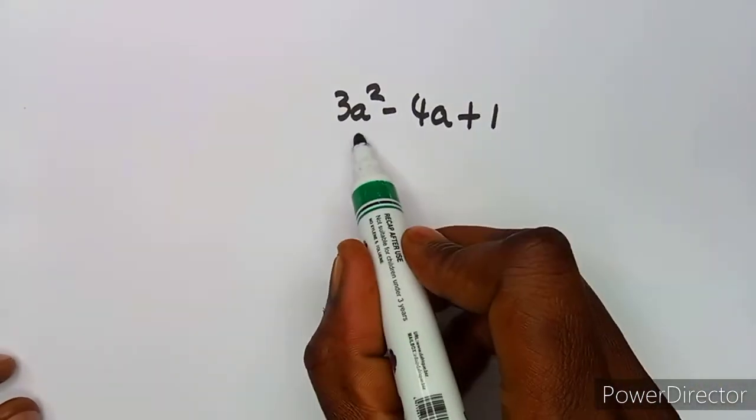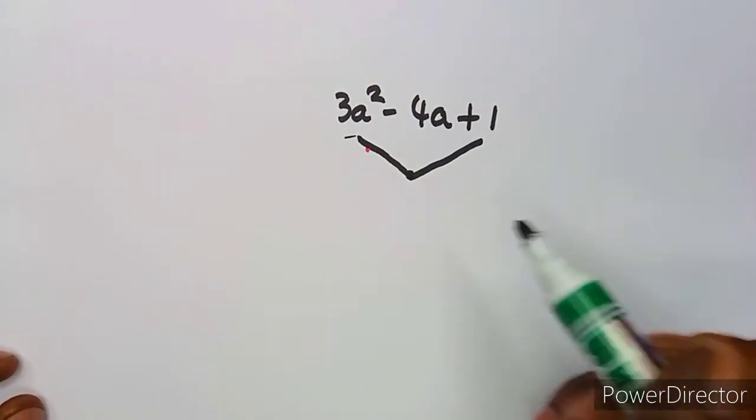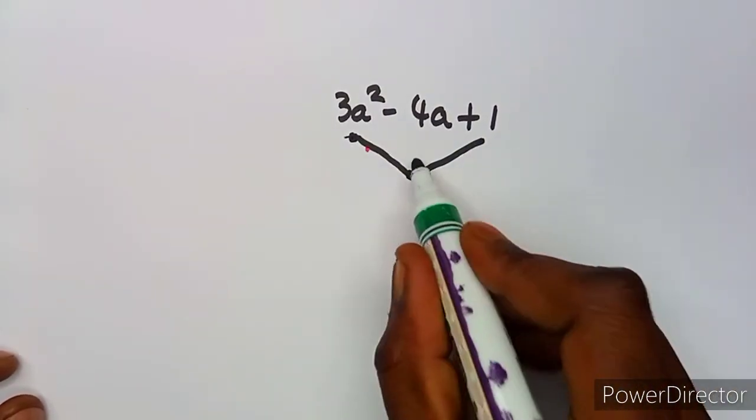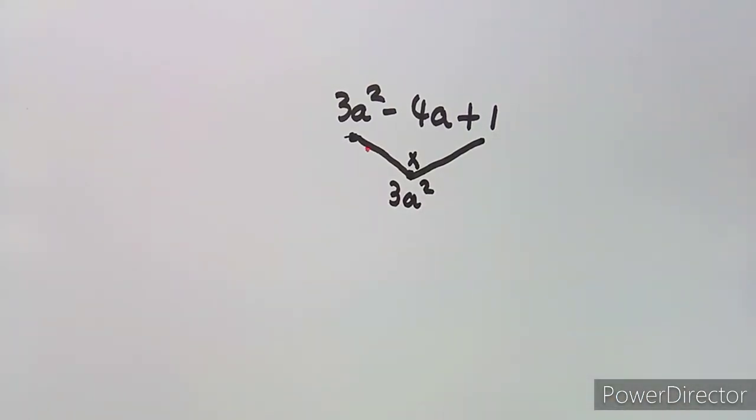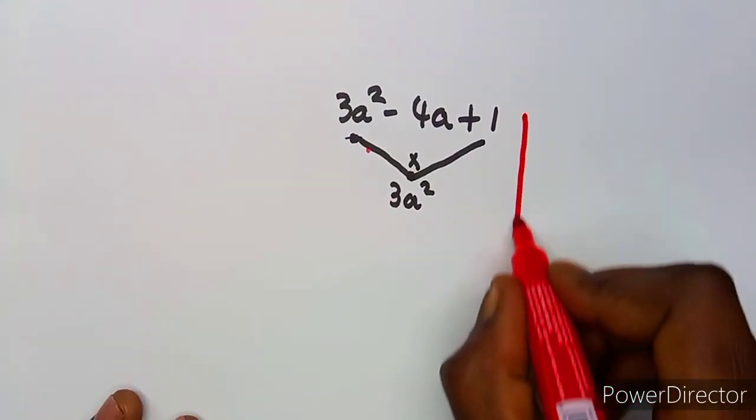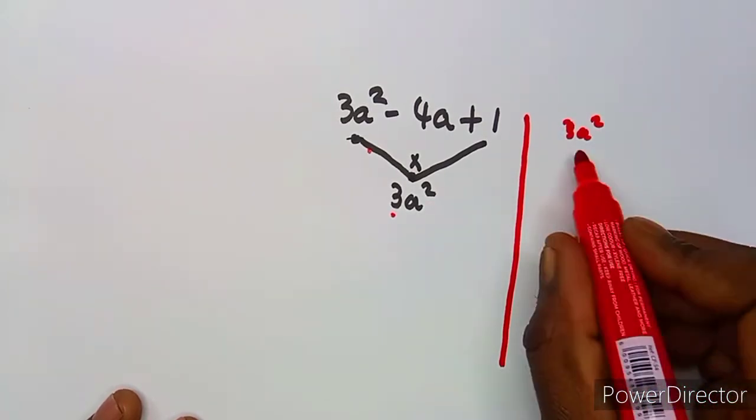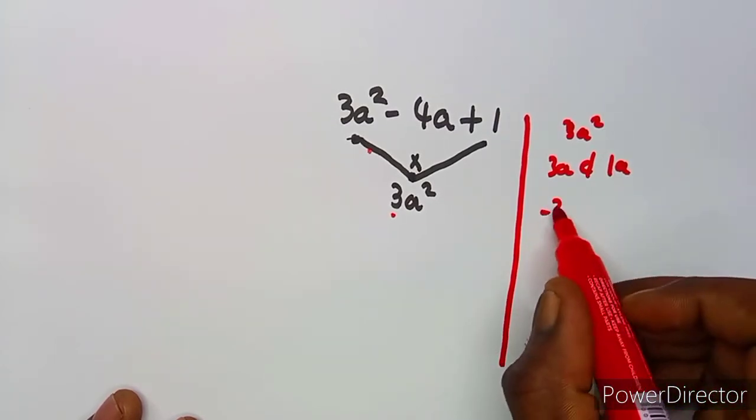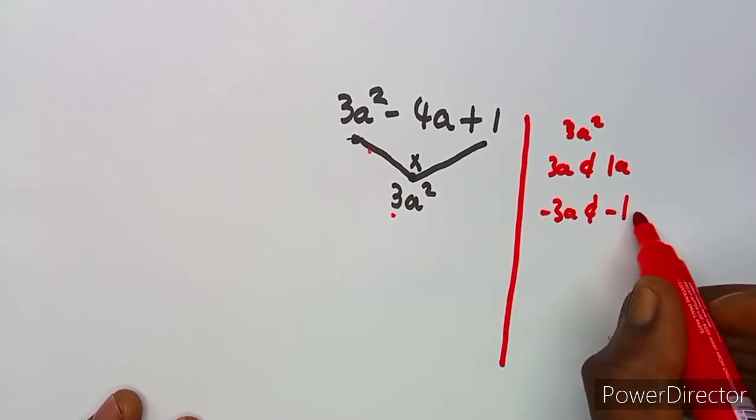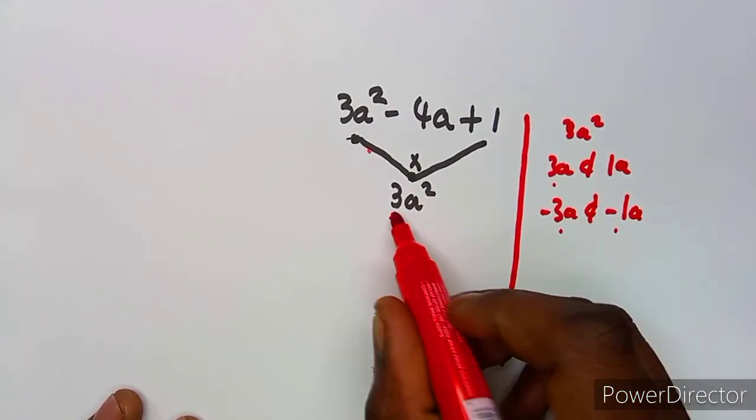So you're going to do the same thing. Remember, we said you're going to multiply the first term and the last term because the order is already fine. So it's 3 times 1, which is 3a squared. 3a squared times 1. Okay. So this time I have to find factors of 3a squared. So what are these factors of 3a squared? So this is 3a and 1a. Minus 3a and minus 1a. If I multiply this, I'm going to obtain 3a squared. If I multiply this, I'm going to obtain 3a squared.